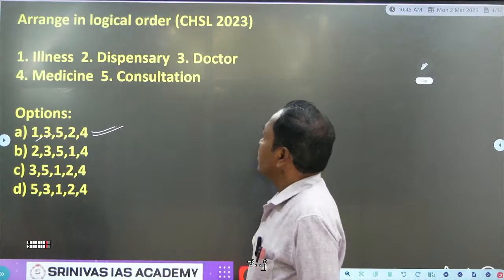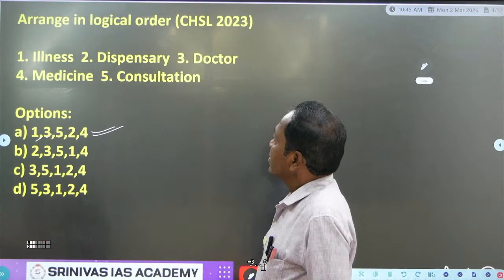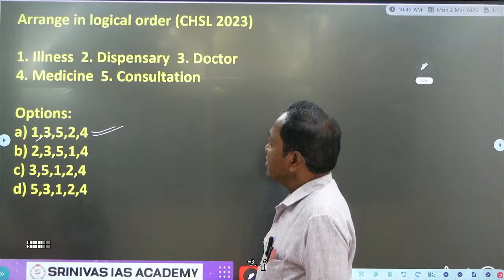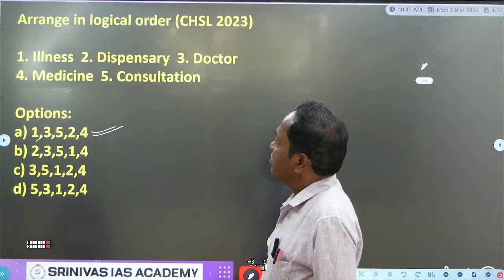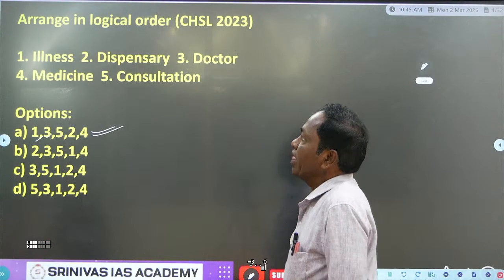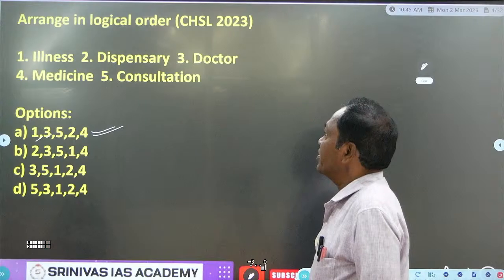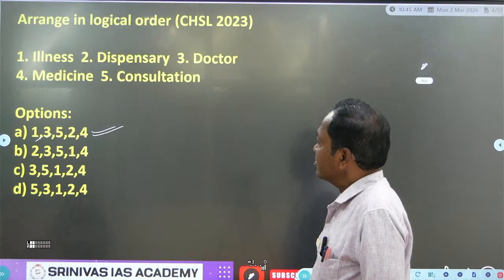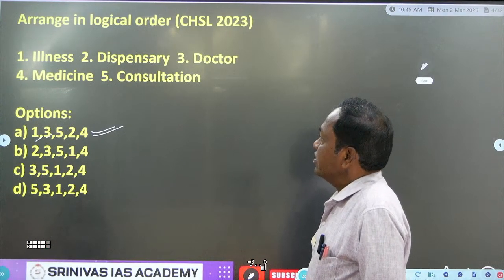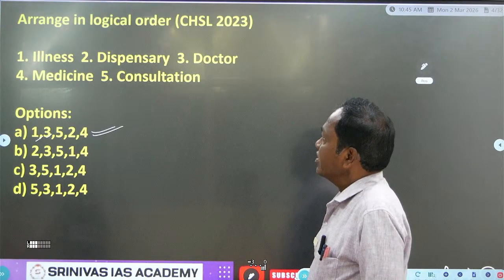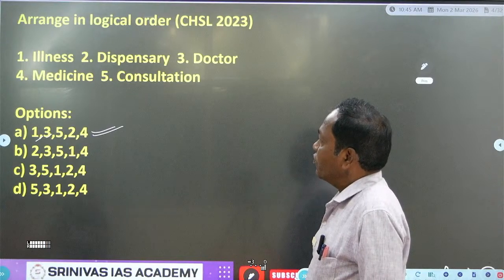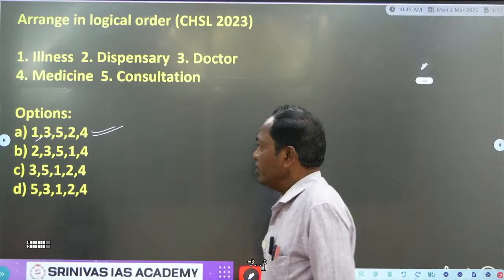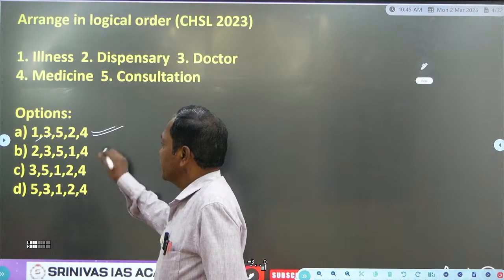After the doctor consultation, you can see the dispensary. Dispensary is what? Medical store. Which will happen, consultation or doctor first? Illness, doctor. 1, 3, 5, 2, 4. That's absolutely right.